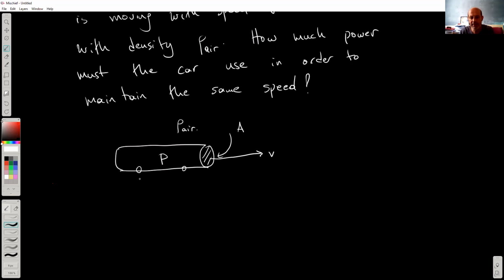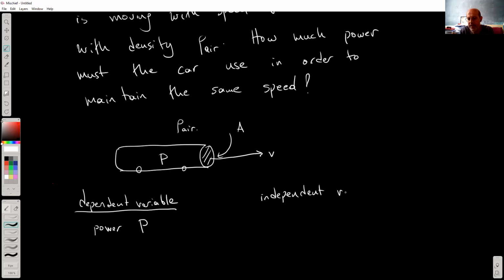Usually we have some quantities in here. So there's a dependent variable. That's basically the power that the car spends. I would like to express this in terms of the independent variables. Independent variables might be the actual variables that you can change, like the area of the car and the speed.